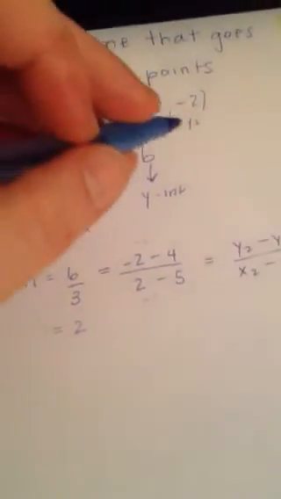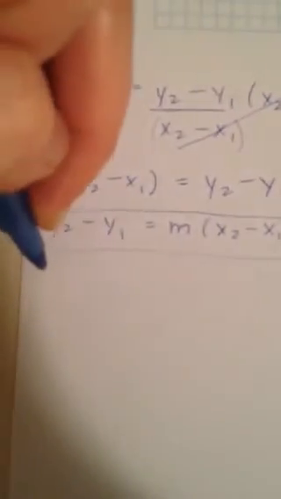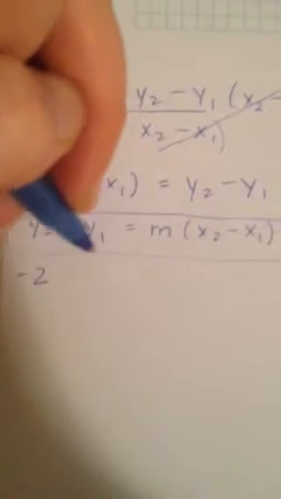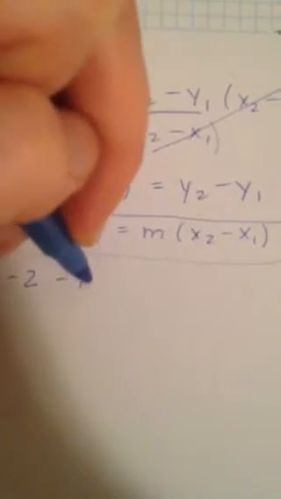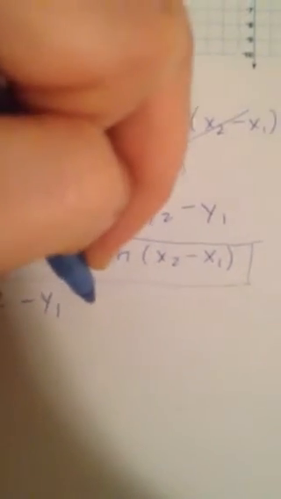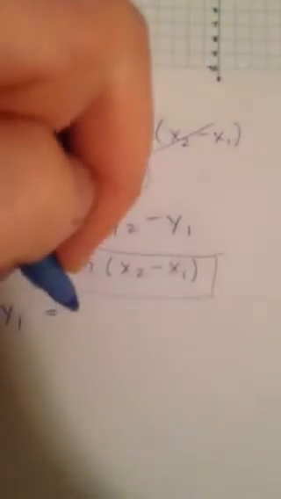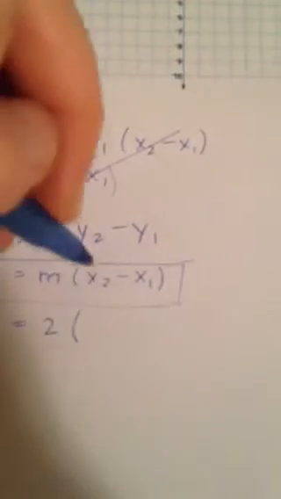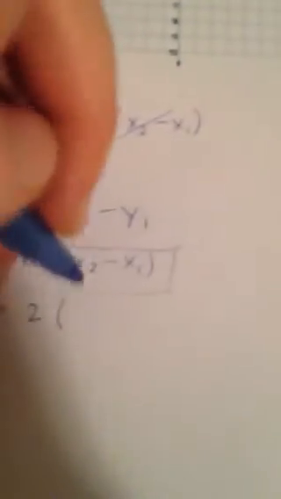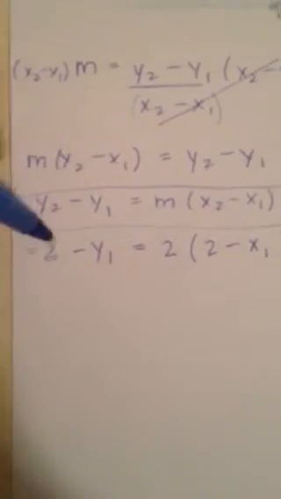So let's see, the y2 was -2, so I'm going to say -2. Now I'm going to keep that as a y. I'm not going to change that. And my m, my slope, was 2, so I'm going to plug that in, and put my parentheses, so my x2 was a 2. And I'm going to leave that x1 there. Okay, now here we go. That might look a little confusing, but let's just keep going with it.